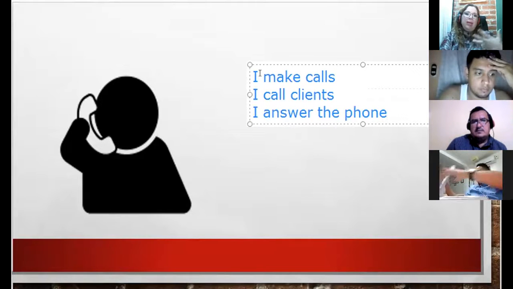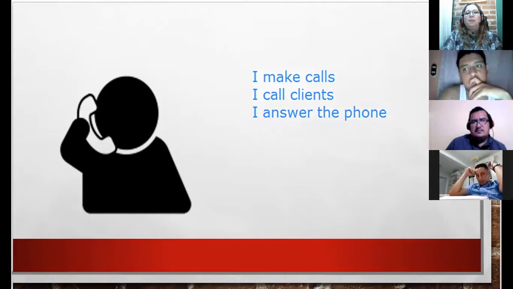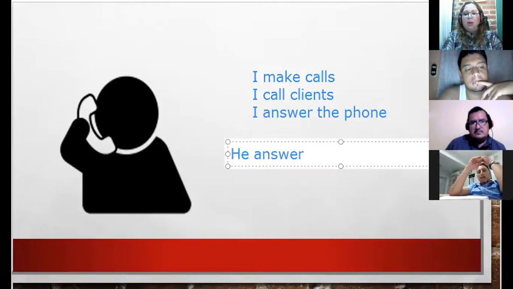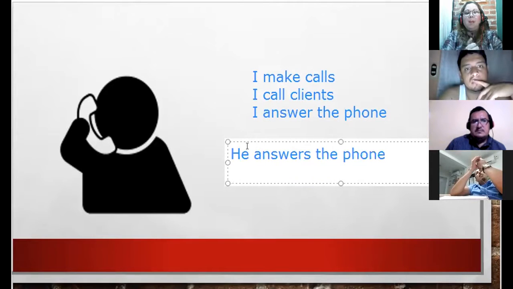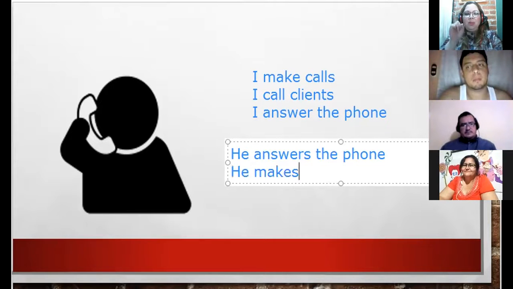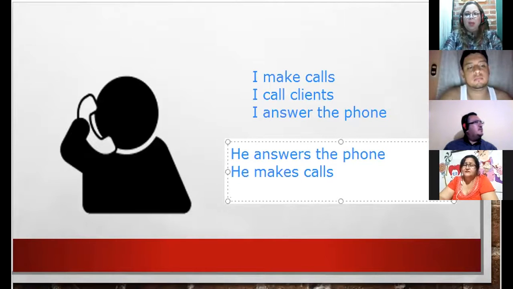Activities. We use a pronoun because we are saying the person who is doing the action. What if we say that person that is in the picture, and we describe what this person is doing? What activity is he doing? We could say, what does he do? He answers the phone. What else? He makes calls. Excellent. He makes, remember letter S because it's he, okay? Makes calls. Good. What else? He calls clients. Very good.